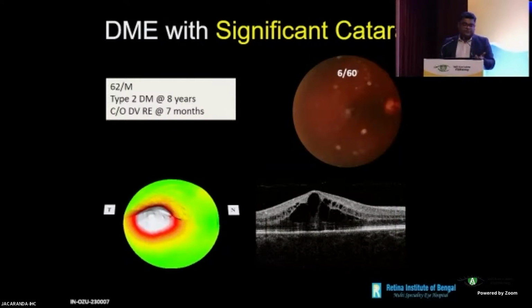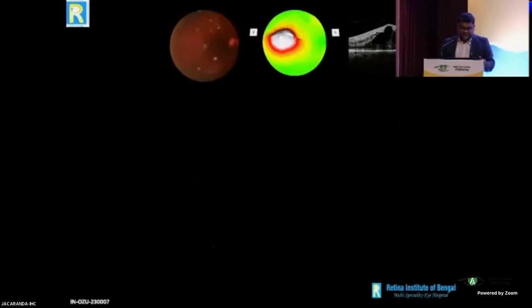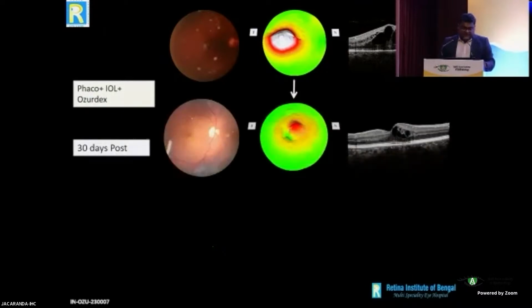Again, a very common condition where giving an intravitreal implant really helps us because it has a sustained effect, which not only takes care of the DME itself, but also the post-operative inflammation induced by the surgery. So here you can see, this is the pre-op picture. The fundus was hazy because obviously of the cataract. So we do phaco-IOL with Ozurdex. And sir will again tell you about the timing.